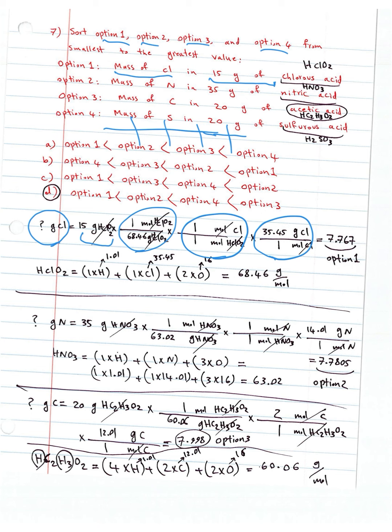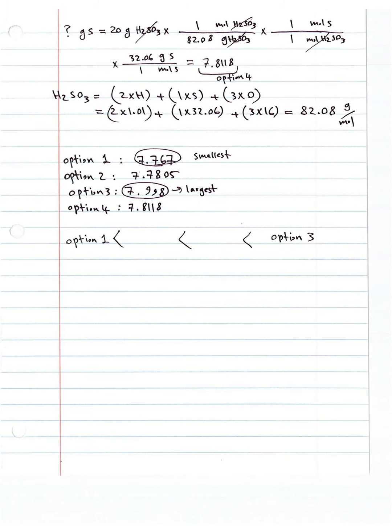And then you find your answers, and then you compare them to see which is smallest and greatest. Number D is basically your right answer. And then here I wrote the numbers. You see the smallest, you see the greatest. So basically your answer should look like this.